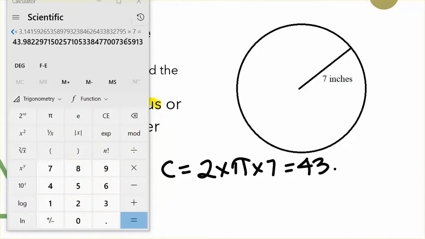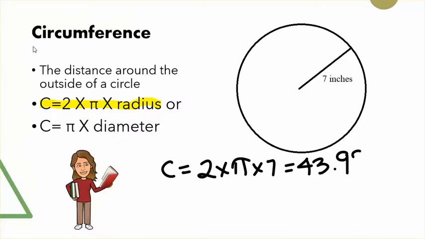Now since pi is a never-ending decimal, you're going to get a long number as your answer for the circumference. I do not want you to write that whole thing down. You should round to 1 or 2 decimal places. So in this case, I would have a circumference of 43.98 inches. The units for the circumference will always be the same as the units we are given on the picture.